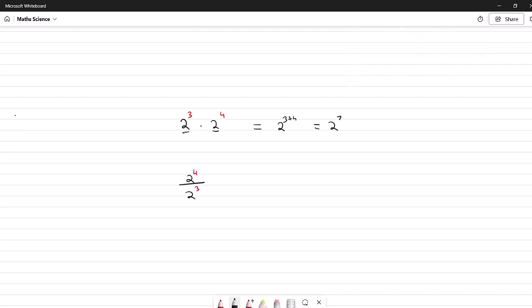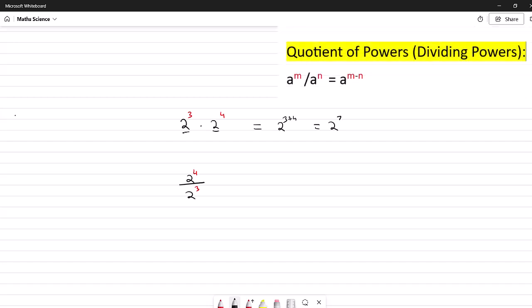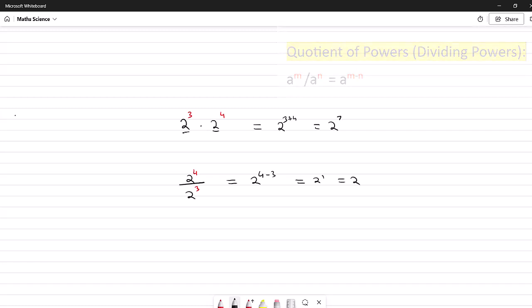Now if we have something like this where we have the same base, so 2 to the power of 4 in the numerator, and then the same base here with a different power in the denominator. This is the quotient rule, or the dividing rule. We write the base here and then we subtract the powers. So you take the power on the top and then you subtract this power. So 4 minus 3, and this just becomes 2 to the power of 1, and this is simply 2.